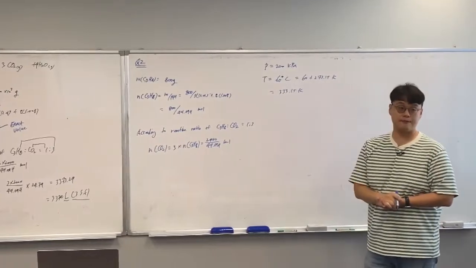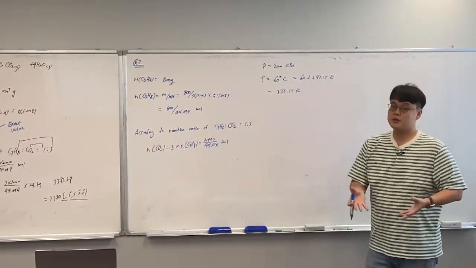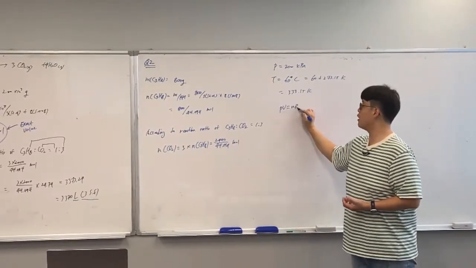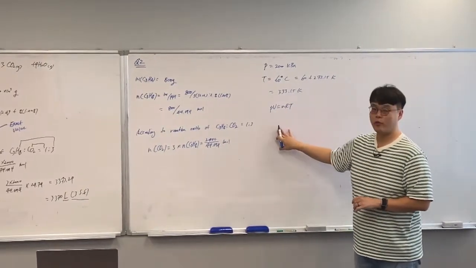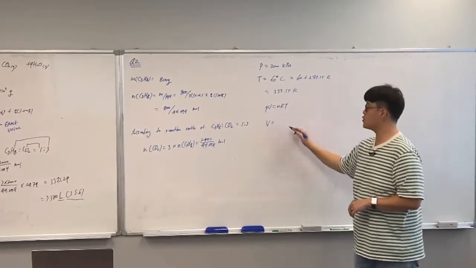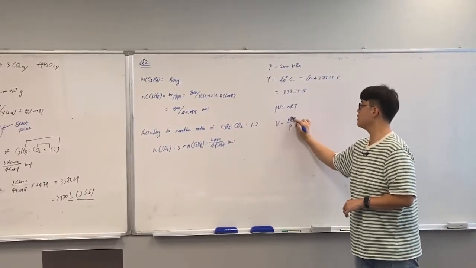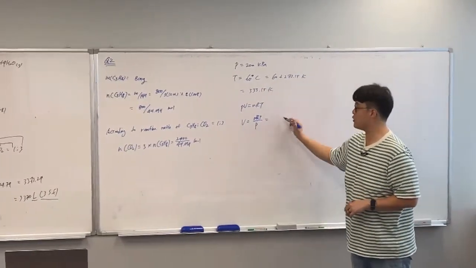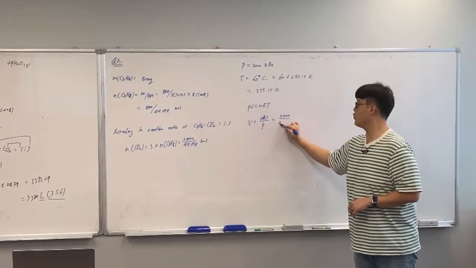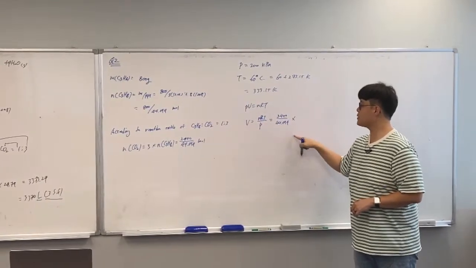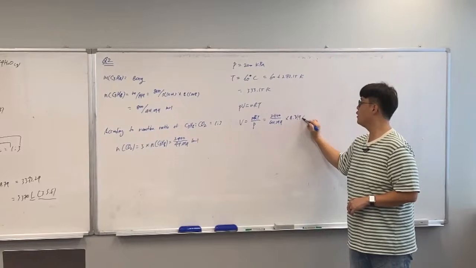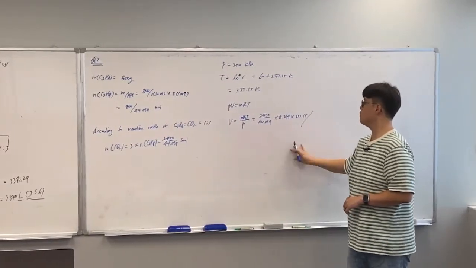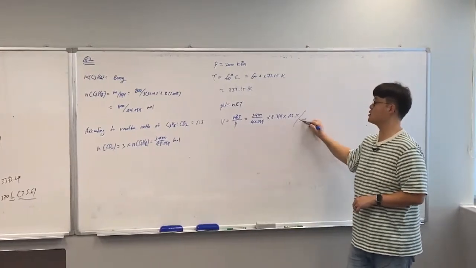333.15 Kelvin. After you get it over here, bring in the ideal gas law, PV equals nRT. Then rearrange that formula to make V the subject. Then V equals nRT over P. R is the gas constant 8.314. So substituting all the values in, 2400 over 44.094, times 8.314, times the temperature we're given, 333.15, divided by the pressure that we're given, 200.